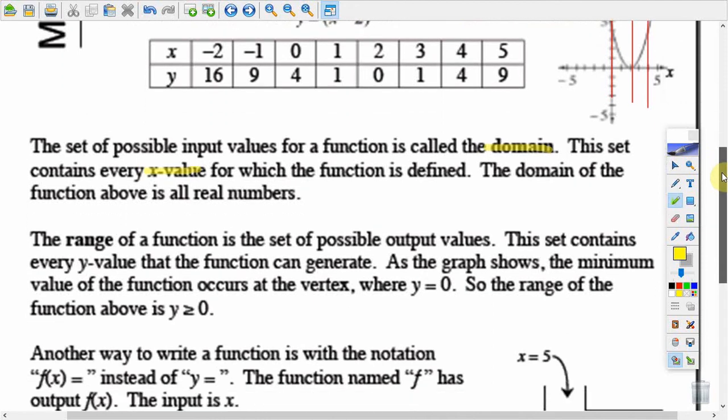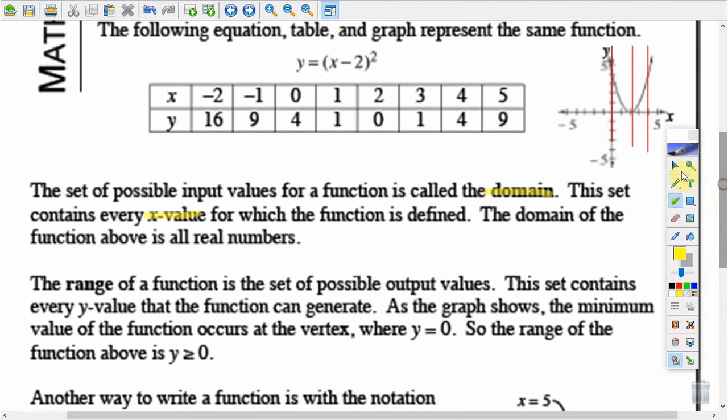Alright, the range of the function is the set of possible output values. This set contains every y value that the function can generate. So if we look at this graph, the lowest y value we have here is 0. That's the bottom of the parabola, that's the vertex. The highest y value, this thing keeps going up and up to infinity, so it's going to go from 0 to positive infinity for the range. So the range is the y values.